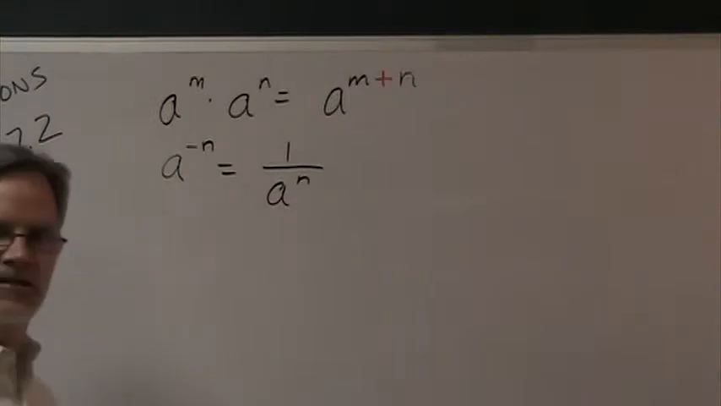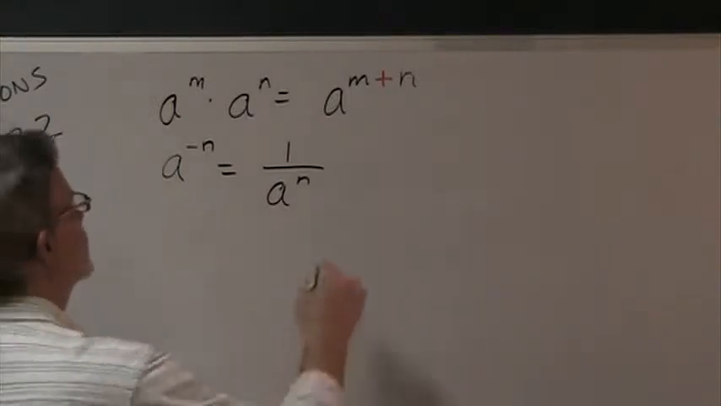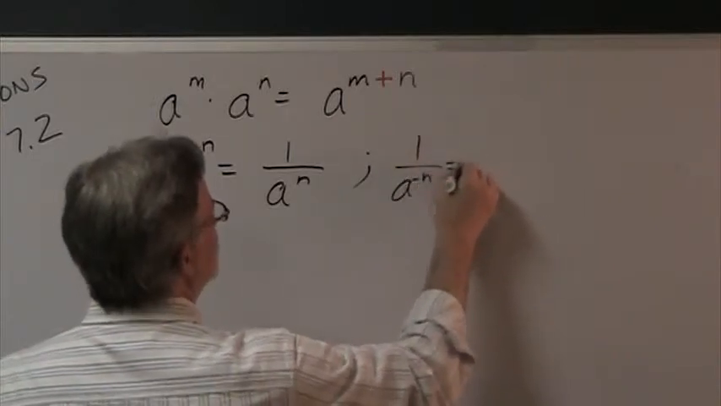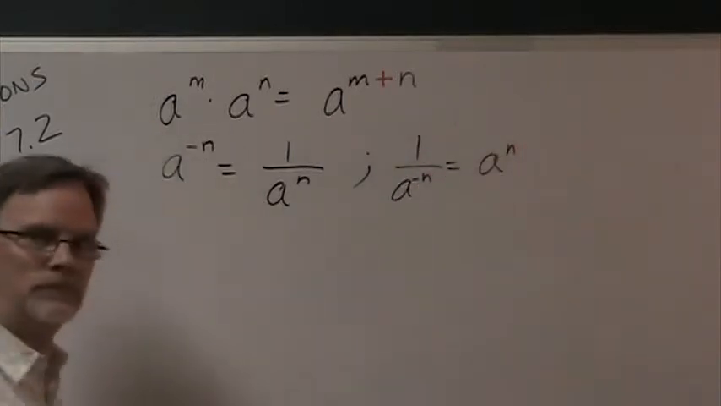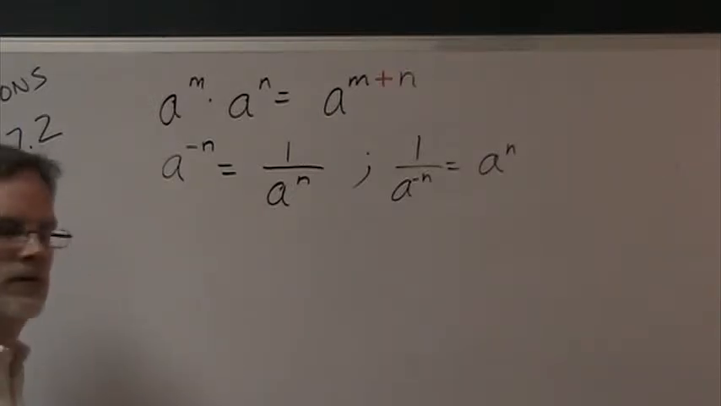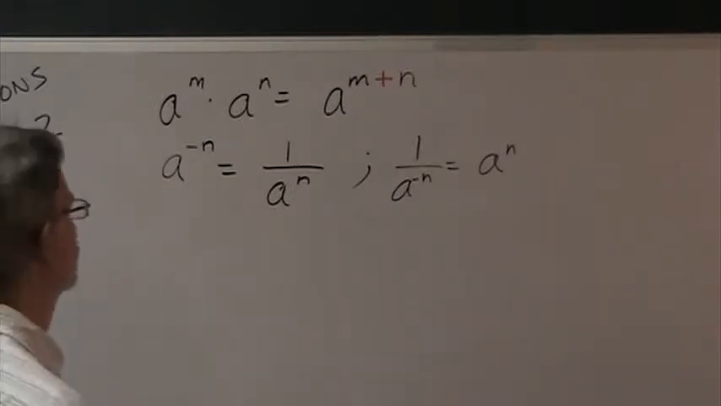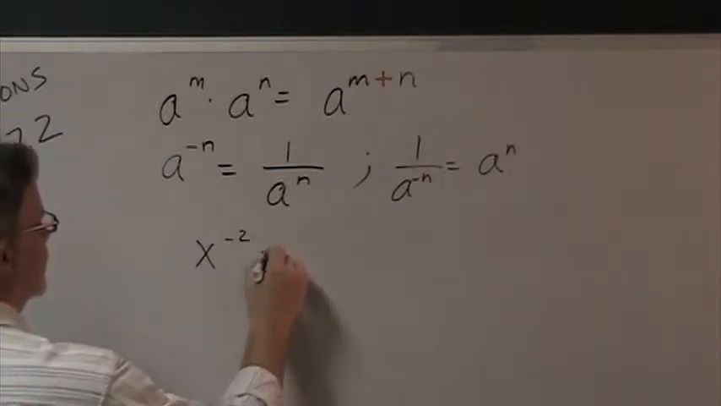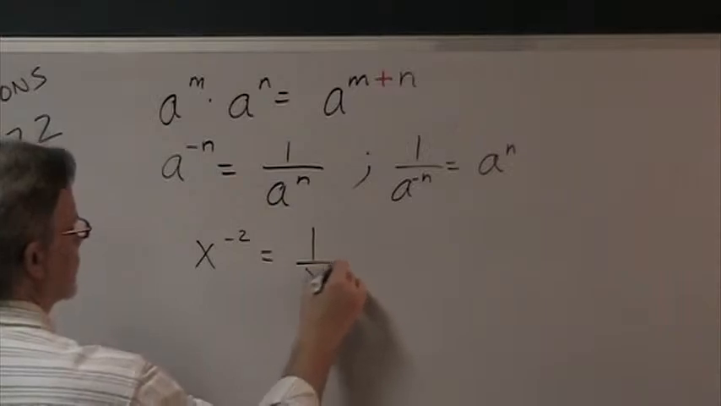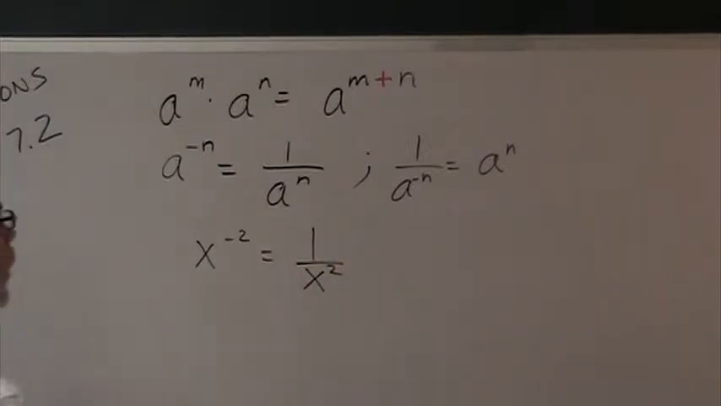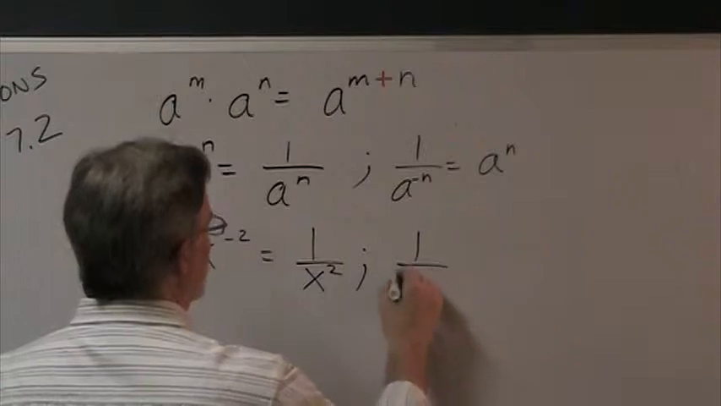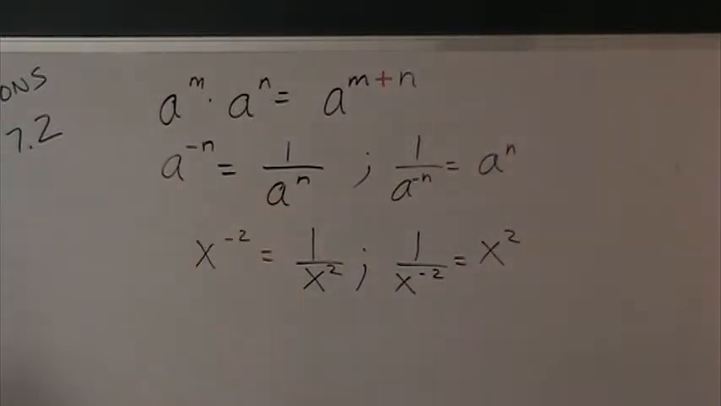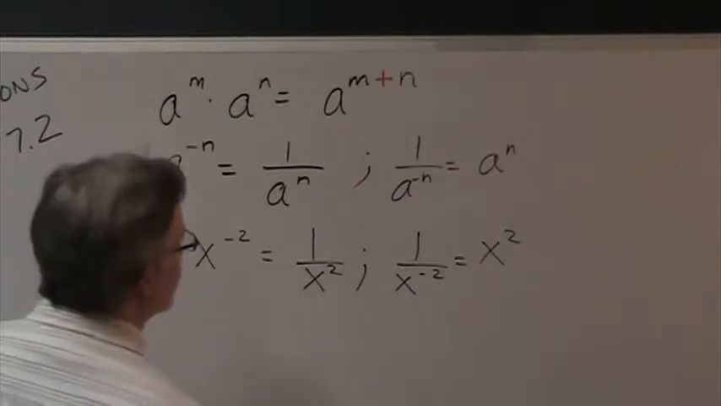Right? And the reciprocal of that goes along with it: 1 over a to the minus n is equal to a to the n. That's the reciprocal of that. So, looking at this one, very simply, let's say that we have x to the minus 2. You'd simply write that as 1 over x squared. Or, if you had 1 over x to the minus 2, you would write that as x squared. You just move it to the top or the bottom. That's the rule of negative exponents.